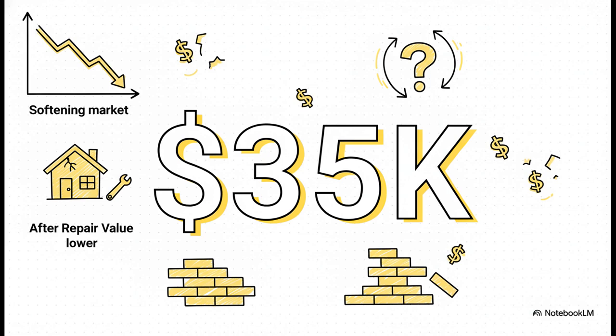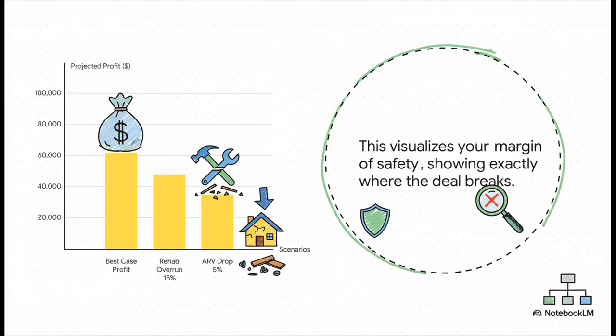This is exactly why you have to understand how sensitive your deal is to things you can't even control. And this is how you get the full picture. A chart like this helps you visualize your margin of safety. You've got your best case profit, that's $62K, right at the top. But then you can see, plain as day, what a 15% rehab overrun does to it, and what that 5% drop in ARV does. This isn't about being negative, not at all. It's about knowing exactly where your deal breaks down. It lets you find your true margin for error before you ever commit a single dollar.